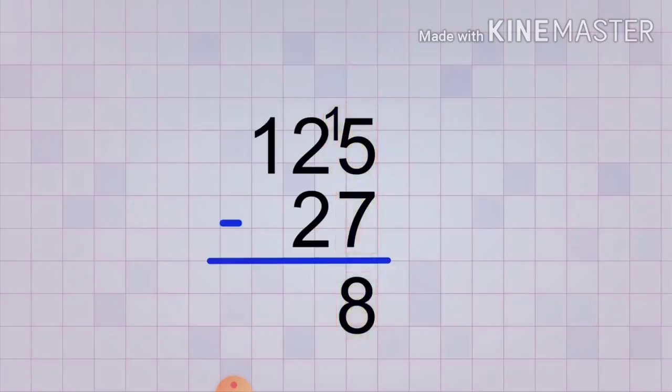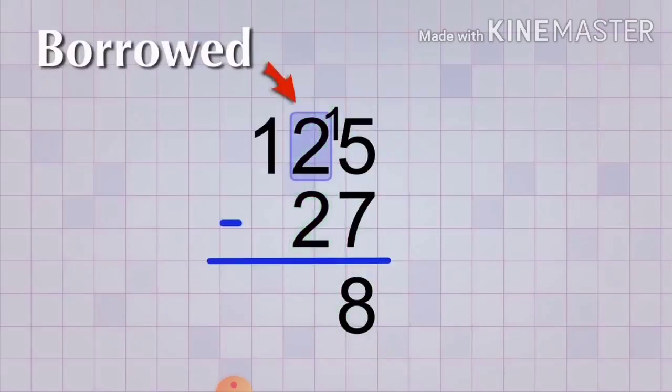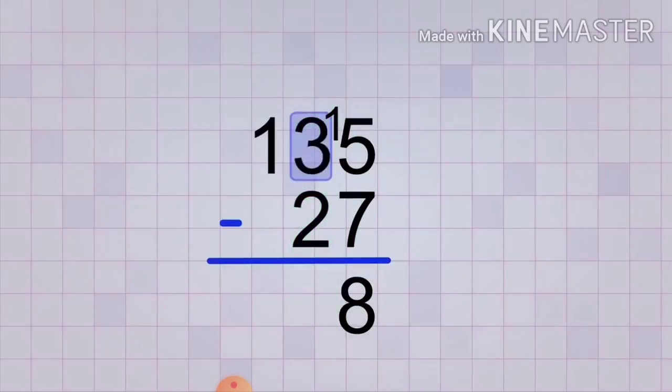Okay, we've got the first digit of our answer. Now we can move on to the next column. But remember, we borrowed from that number place. It used to be a 3, but now it's a 2. It went down by 1 because we borrowed from it.